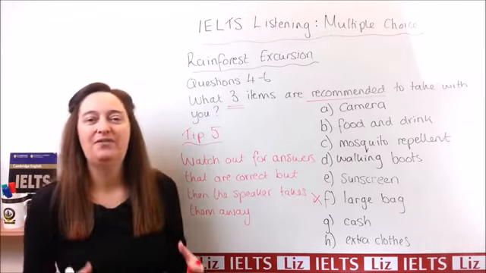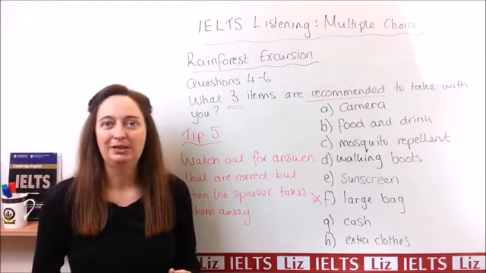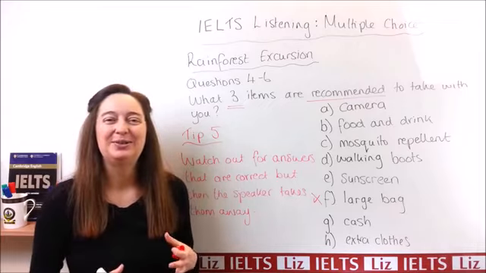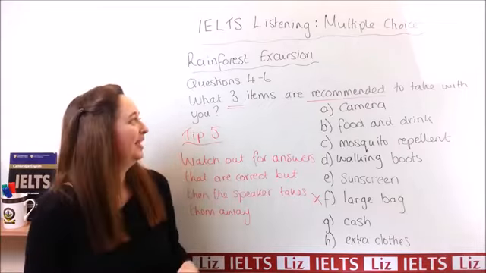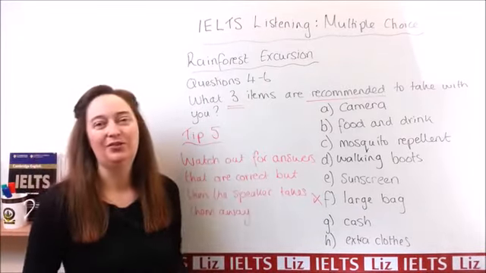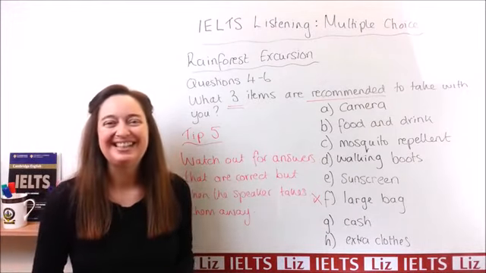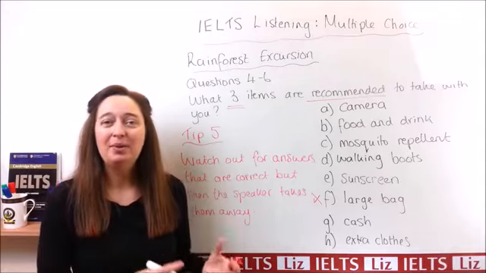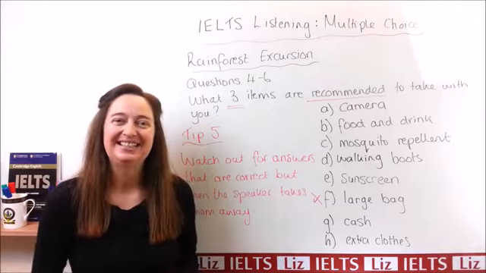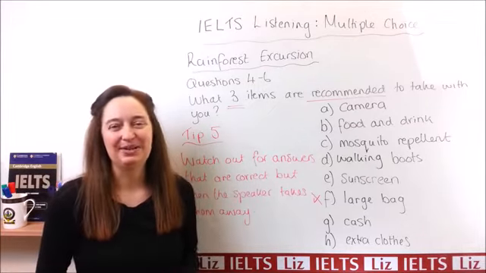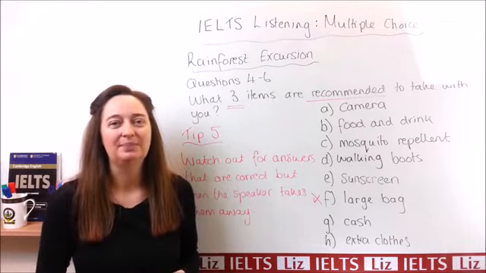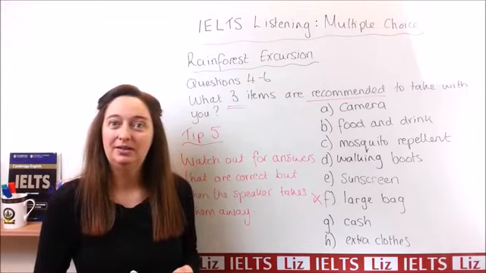Right, so those are 5 useful tips for your multiple choice. Now let's do a practice. I'm going to give you a recording to listen to, and you're going to answer this question. And you're going to listen, and you're going to find 3 items that are recommended to take into the rainforest. So I'm going to disappear, and you will do the listening. And at the end of the listening, I will come back and I will give you all the answers, and then I will also give you useful vocabulary. So good luck. I will see you in just a minute.